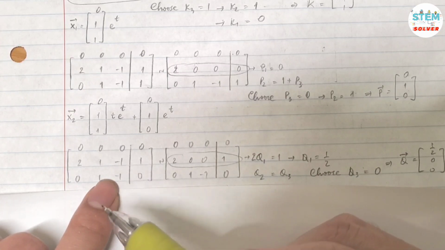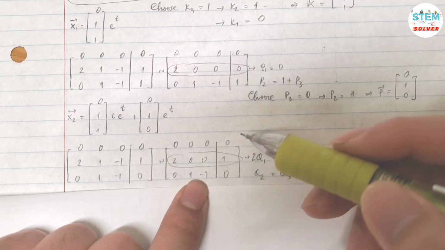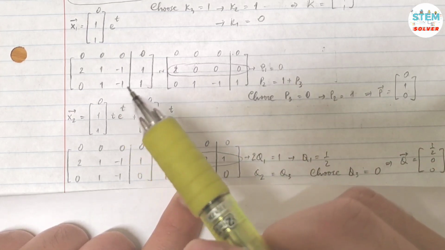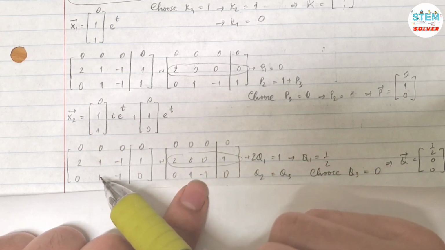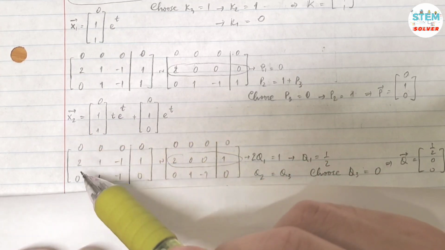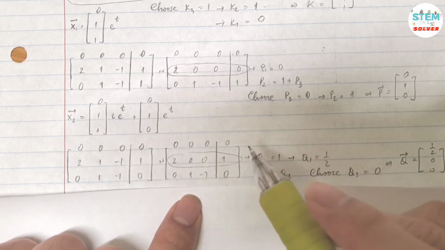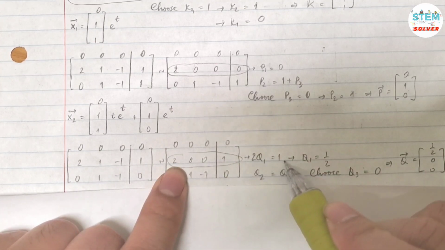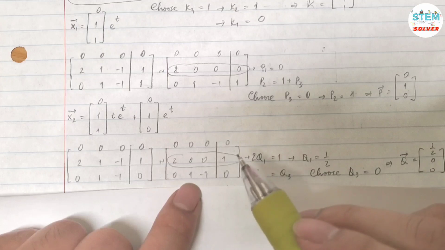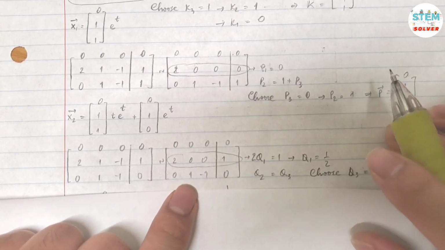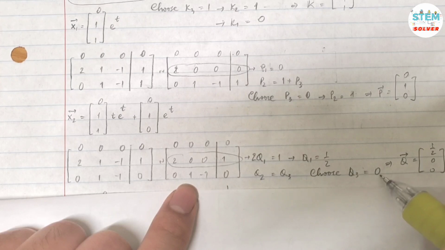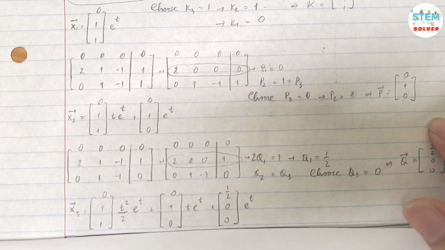So I have this matrix, and then if I multiply the third equation by -1 and add it onto the second equation, I will get this matrix again. This matrix has different variables, so I'm going to call them q1, q2, q3. So I have 2q1 equals 1, then q1 is 1/2. From the third equation, I have q2 equals q3. So if I choose q3 equals 0, then vector q is 1/2, 0, 0, right?